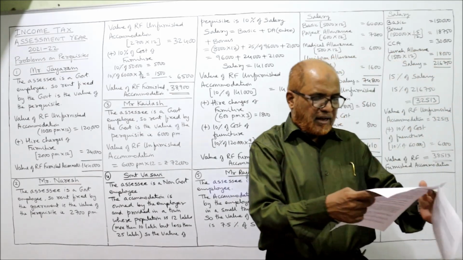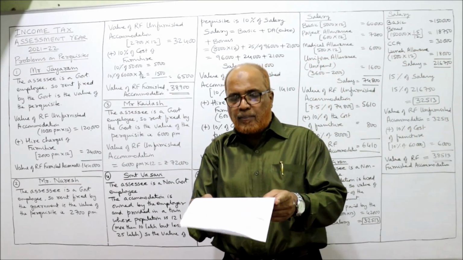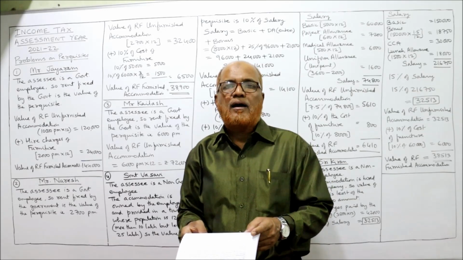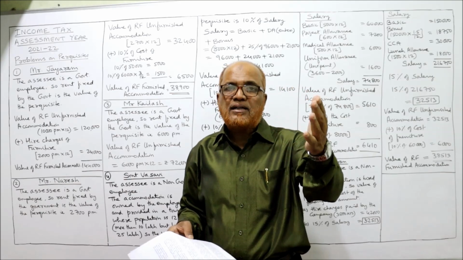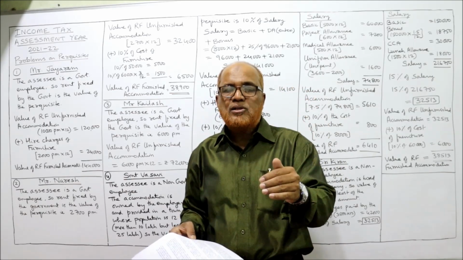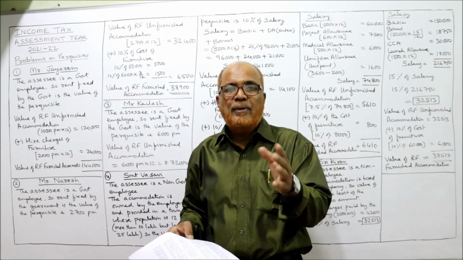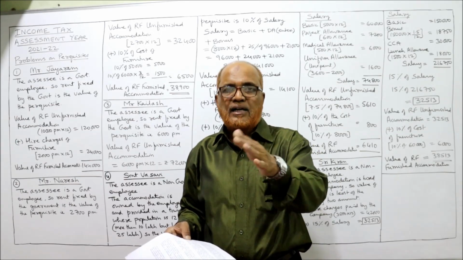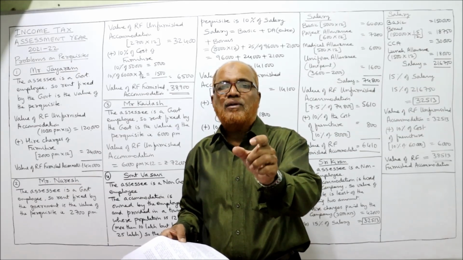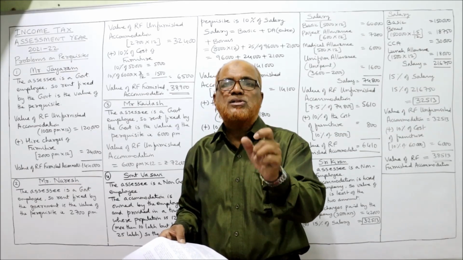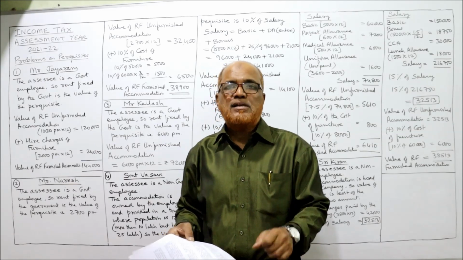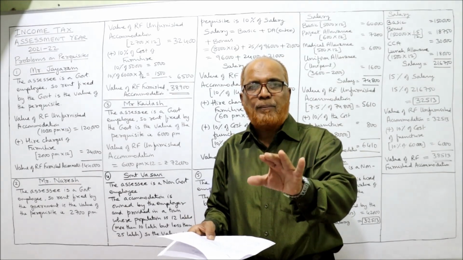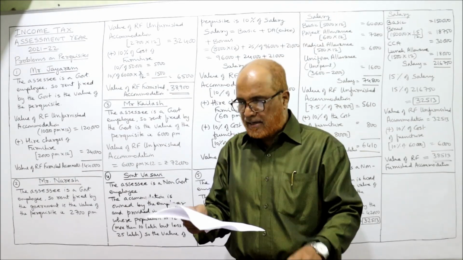She is provided with rent-free accommodation which is owned by the employer. The population of the town is 12 lakh. 12 lakh means more than 10 lakh but below 25 lakh, so it's a medium-sized town. In a medium-sized town, the value of the perquisite is 10% of salary. So we have decided in our problem, the value of the perquisite is 10% of salary.